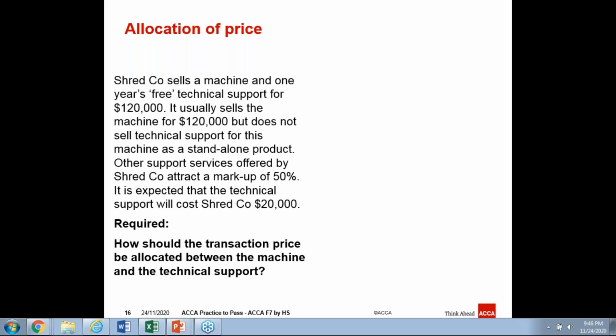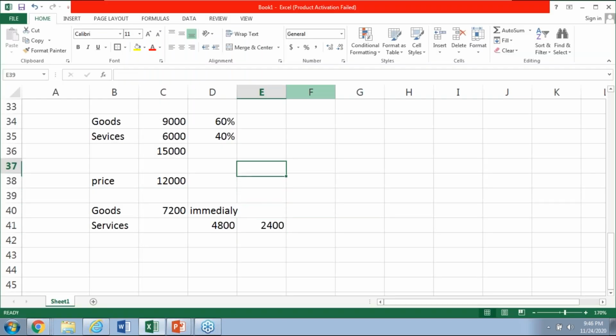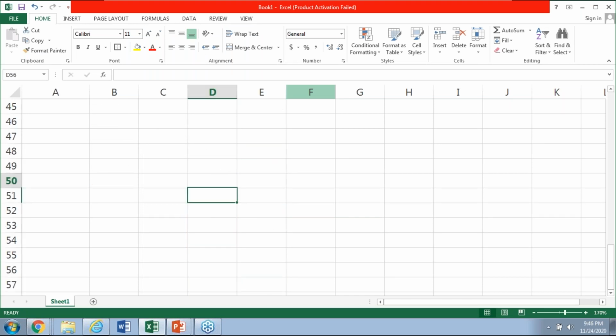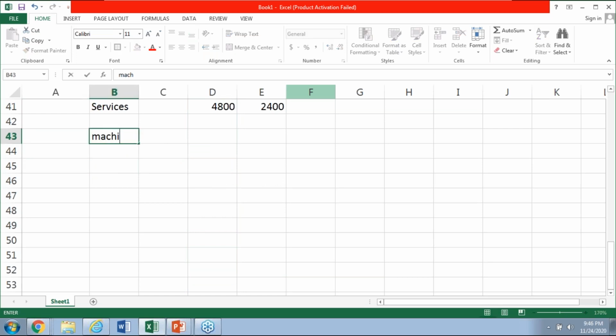So, machine and one year's free technical support. The value of the machine is 1,20,000 in total. This is the total price in which you will get the machine as well as support.